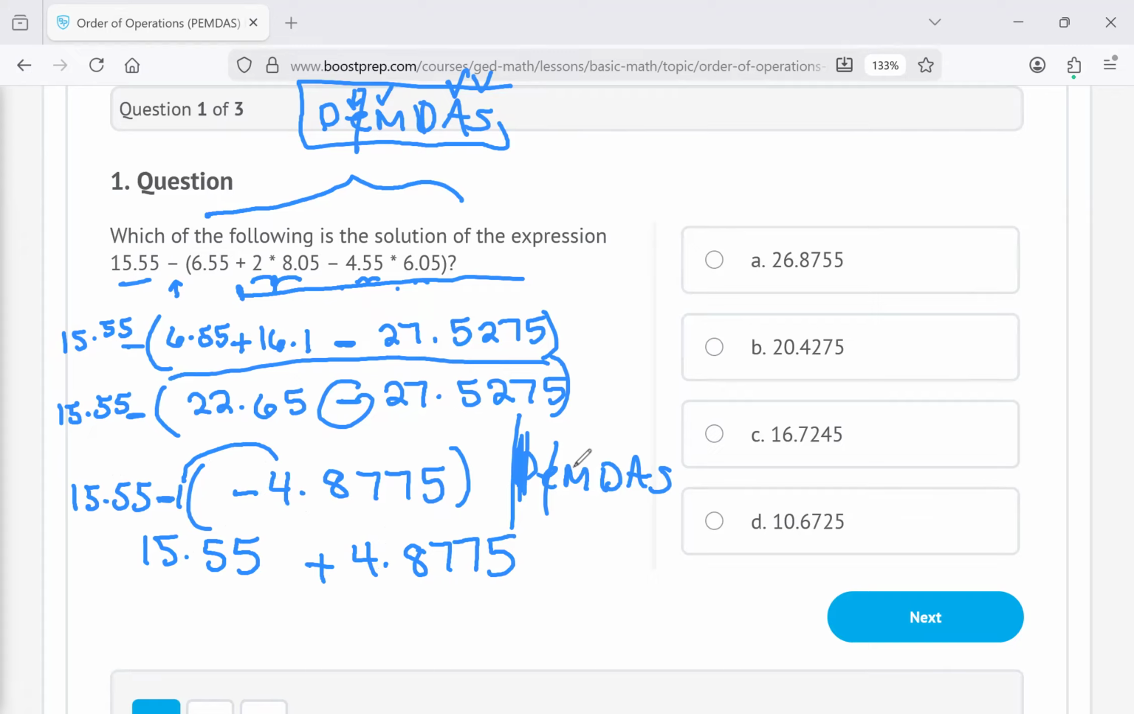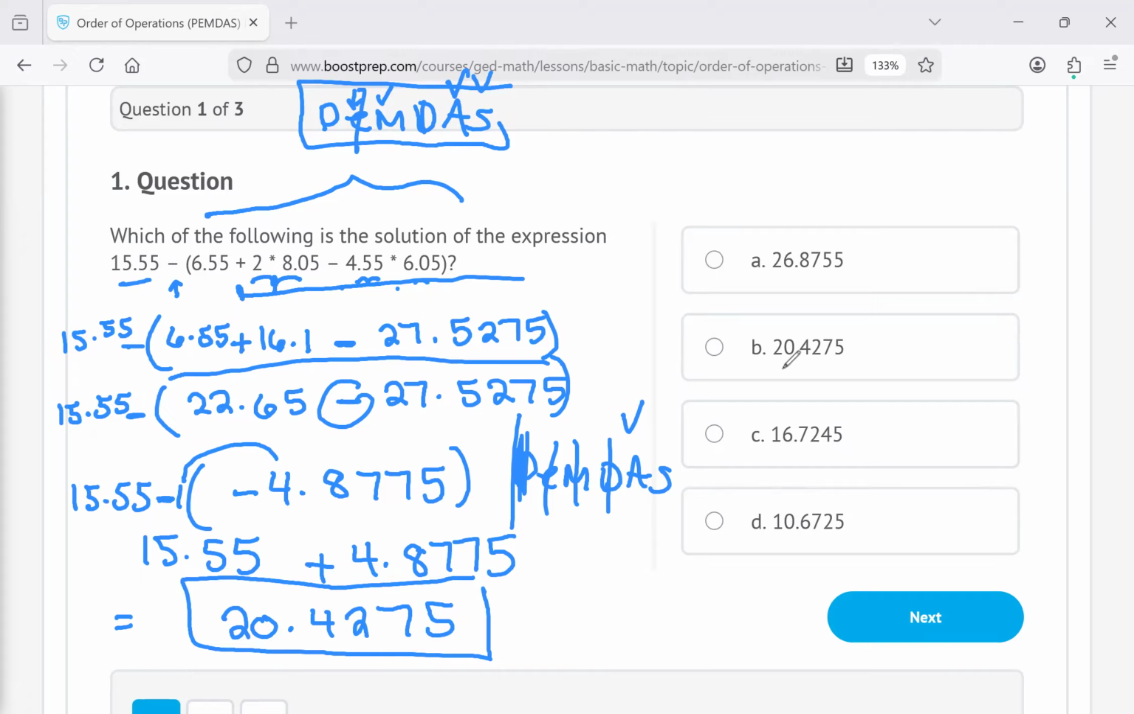Okay, so we did that. We did the multiplication. We don't have a division. The last one was an addition. So just add 15.55. And I get 20.4275. And what is that answer? I think it's B. It's not A. It's not C. It's 20.4275, exactly, no rounding.